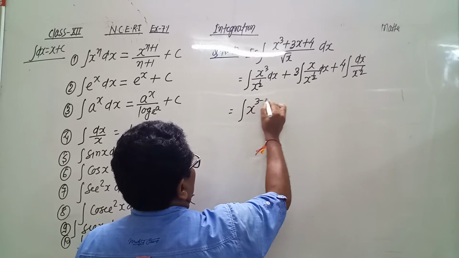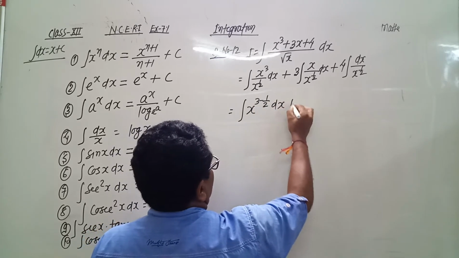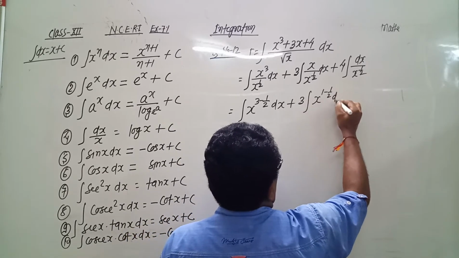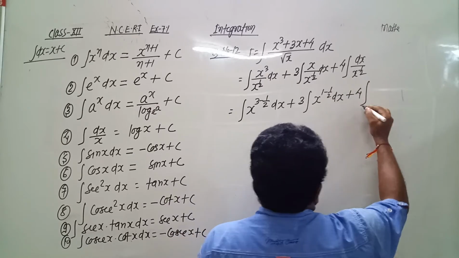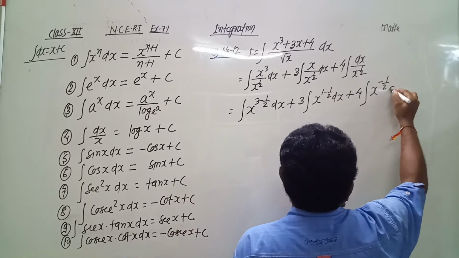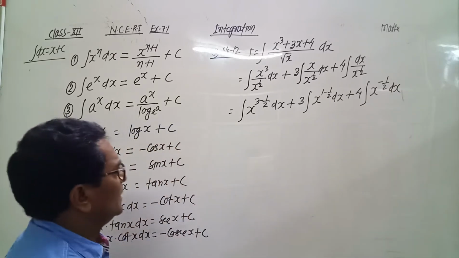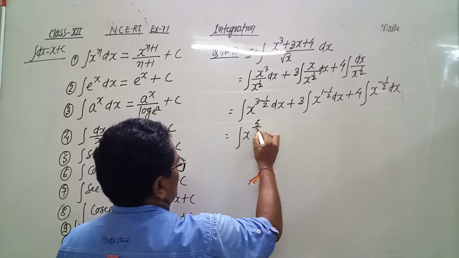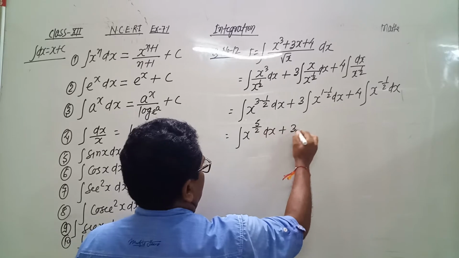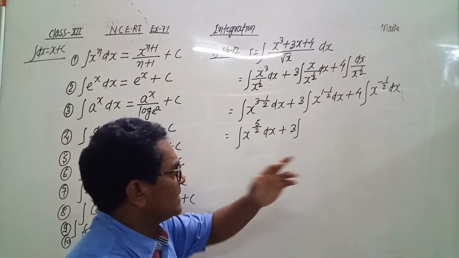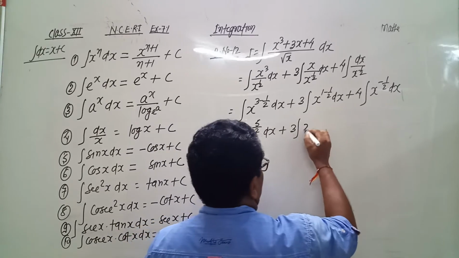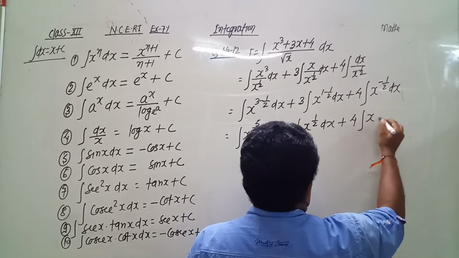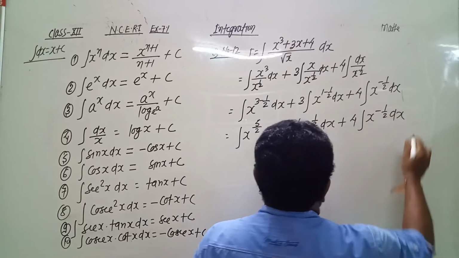So we get x raised to the power 3 minus 1 by 2 dx plus 3 integration x raised to the power 1 minus 1 by 2 dx plus 4 integration x raised to the power minus 1 by 2 dx. Then x raised to the power 6 minus 1, that is 5 by 2, dx plus 3 integration x raised to the power 1 minus 1 by 2. So we get x raised to the power 1 by 2 dx and plus 4 integration x raised to the power minus 1 by 2 dx.